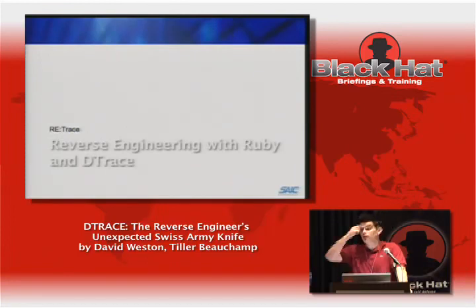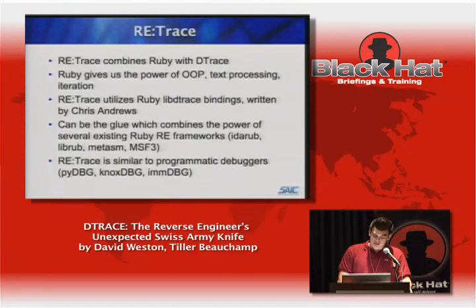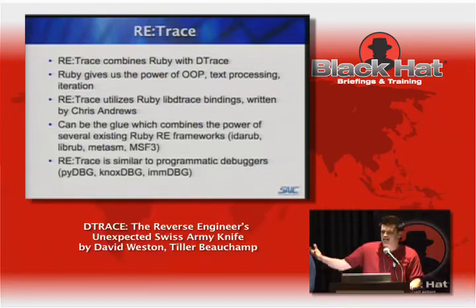So we're going to get into the actual toolkit that we developed based on this. After looking at the power of DTrace, but looking at some of the shortcomings and saying, how can we address these for reverse engineers, we came up with this toolkit called RE:Trace. What's cool about Ruby DTrace is that when you combine it with the power of Ruby, you have the best of both worlds. You have a strong object-oriented interpreted language, and you also have the power of DTrace, which is really cool. We base this on top of Chris Andrews' libdtrace binding. He wrote Ruby bindings to the actual userland libdtrace library.